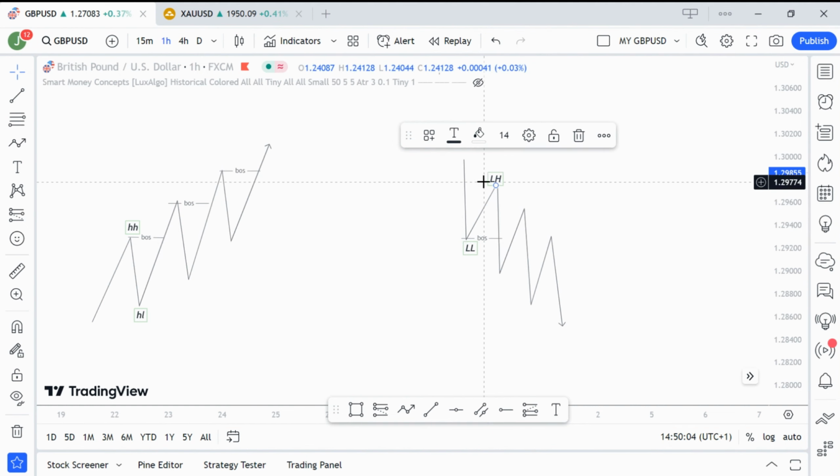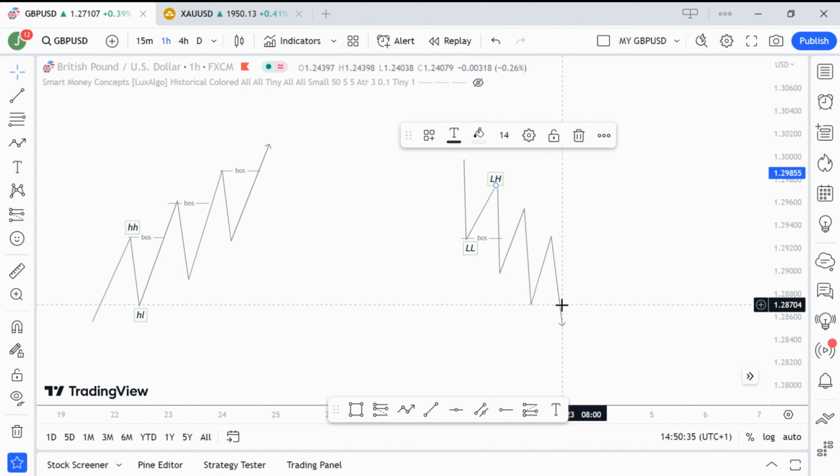Then a break of structure to the downside, creating a new low that is lower than this low. We can call it a lower low. Then the market pulls up, creating a new high that is lower than this high. We call it a lower high. Going down again, creating a new lower low. And each level that it breaks, we call it a break of structure. That is the proper characteristic of a good trend.